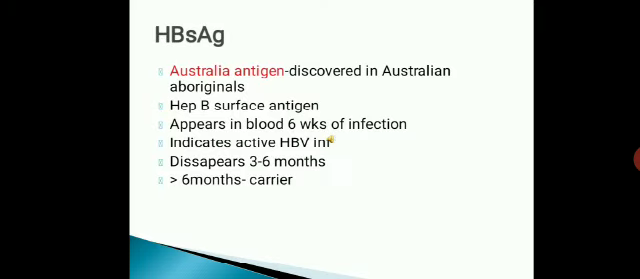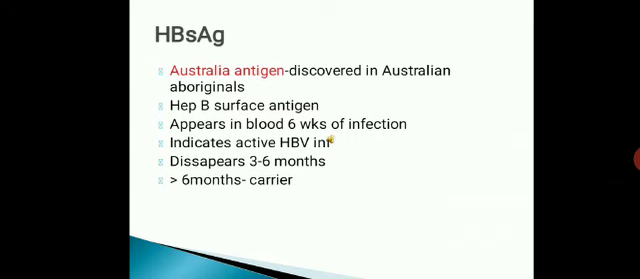Now the serum viral markers of hepatitis B virus. The hepatitis B virus has different types of antigens and their corresponding antibodies. The first antigen is the HBs antigen or the surface antigen. It is also known as the Australia antigen because it was first discovered in an Australian Aboriginal. Hepatitis B surface antigen appears in the blood 6 weeks after infection. It indicates active hepatitis B viral infection.